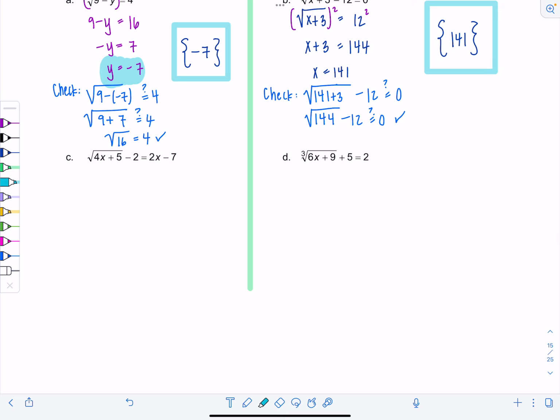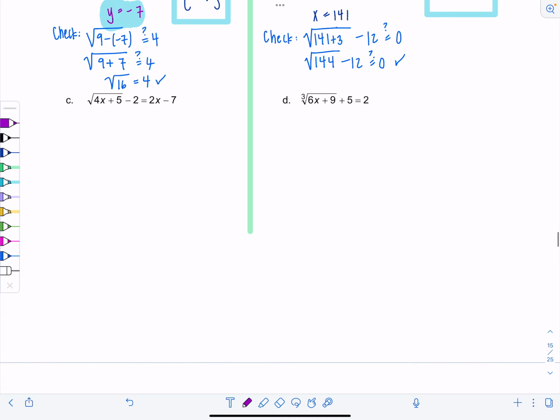Radical 4x plus 5 minus 2 equals 2x minus 7. Okay, so we got to get that radical all by itself first. So let me add 2 to both sides. So now we're going to have radical 4x plus 5 equals 2x minus 5. Good. Okay, now let's square both sides. So the left-hand side, that's pretty straightforward, right? We're going to be left with 4x plus 5.